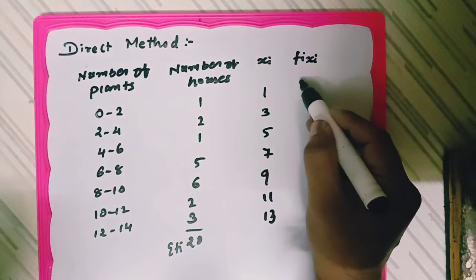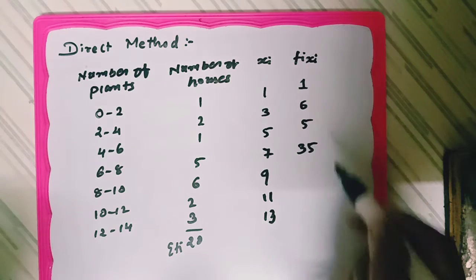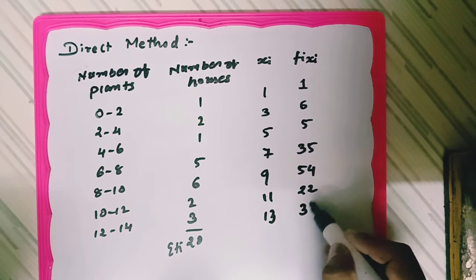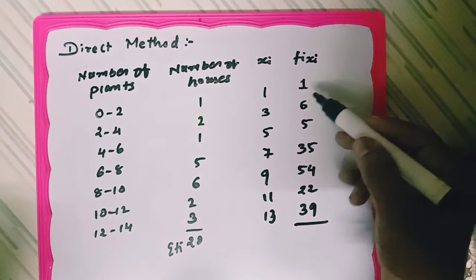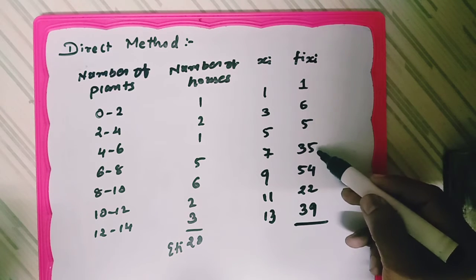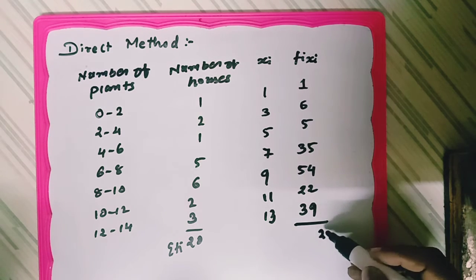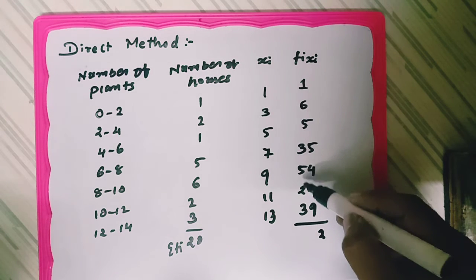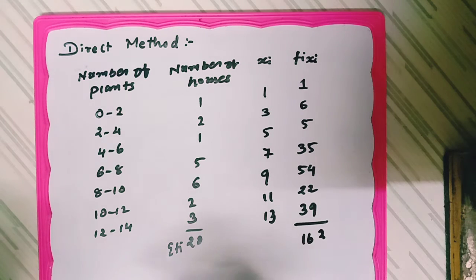Now fi into xi we take: 1 1 is 1, 2 3s are 6, 1 5 is 5, 5 7s are 35, 6 9s are 54, 2 11s are 22, and 3 13s are 39. So we add this: 1 plus 6 is 7, 7 plus 5 is 12, 12 plus 35 is 47, 47 plus 54 is 101, 101 plus 22 is 123, and 123 plus 39 is 162.